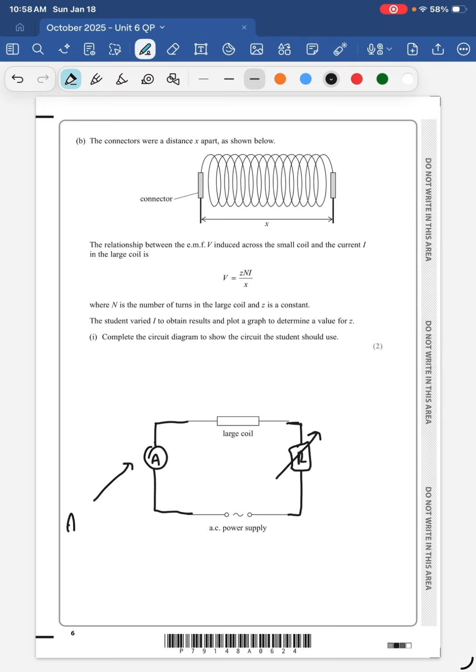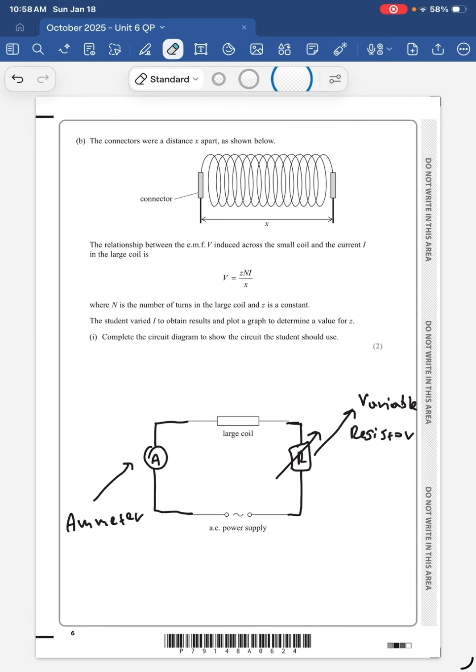So let's write it down: ammeter and variable resistor. And the moment of truth for me is to check the mark scheme. Okay, and they also have a switch. I guess a switch is useful as well. So something like this.